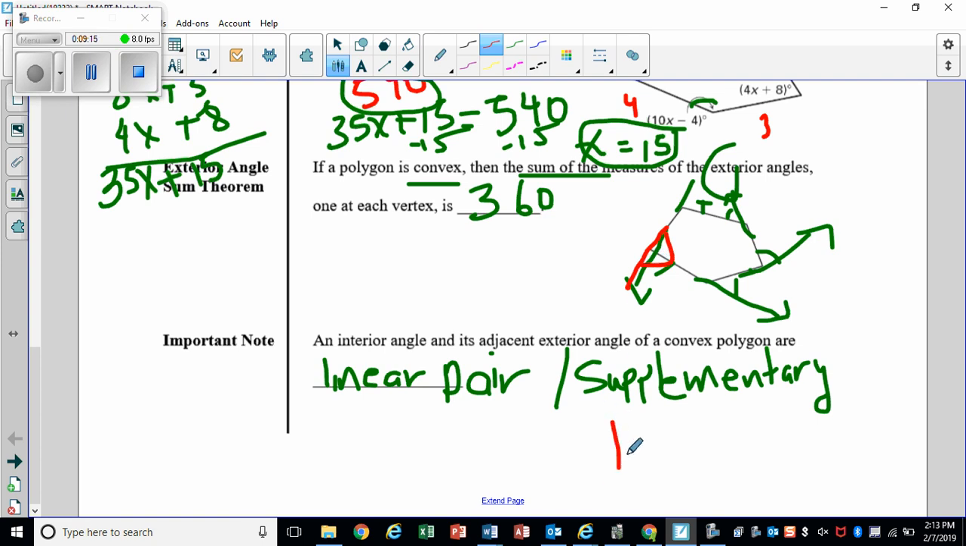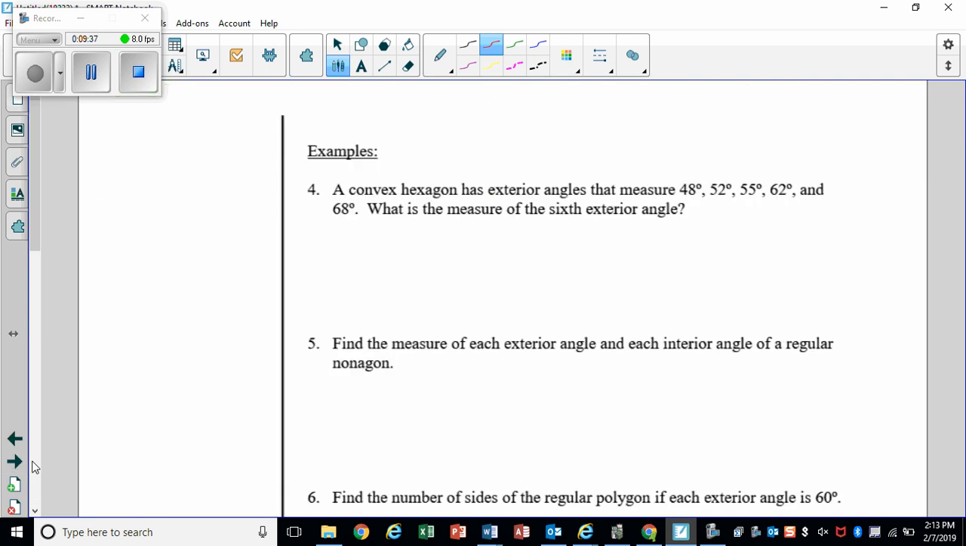So with any polygon, I can create a triangle, for example. If I extend it out, and this is x and this is y, x plus y equals 180. It doesn't matter what shape it is, as long as you extend and find an exterior angle, the sum of one interior and one adjacent exterior angle is going to be 180. Okay, so now we're going to do more examples.